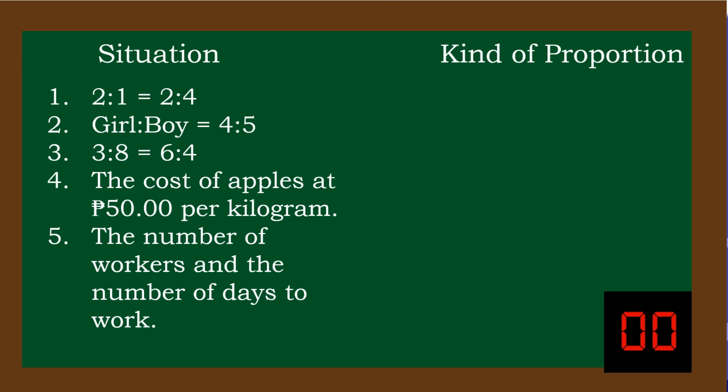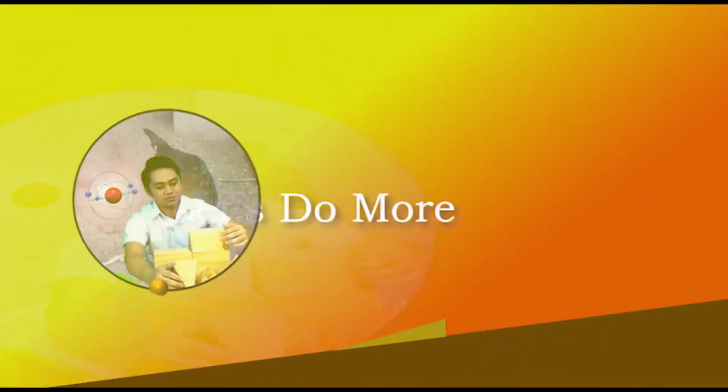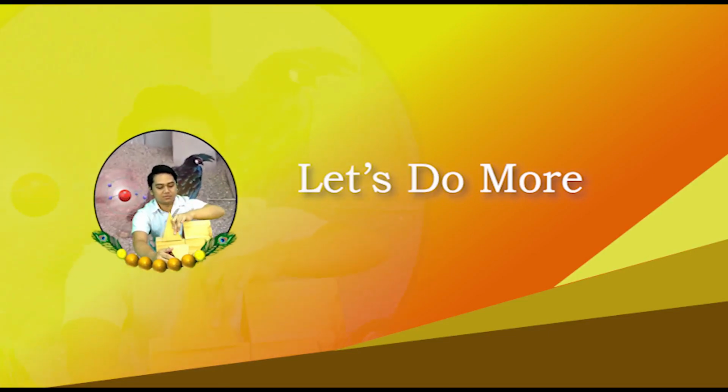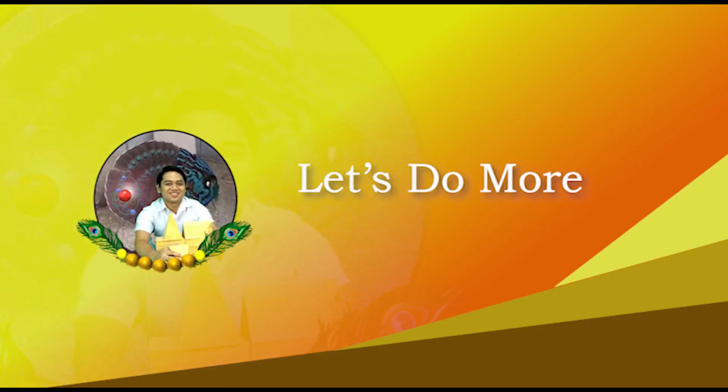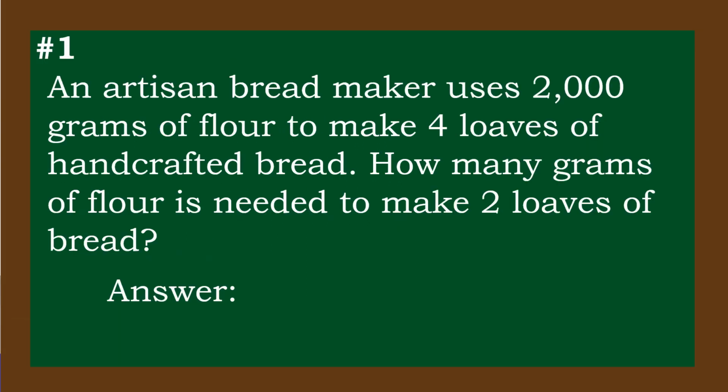And these are the answers. Identify if the given problem illustrates a direct proportion, inverse proportion, or partitive proportion. Write your answer on a piece of paper. Number 1. An artisan bread maker uses 2,000 grams of flour to make 4 loaves of handcrafted bread. How many grams of flour is needed to make 2 loaves of bread?